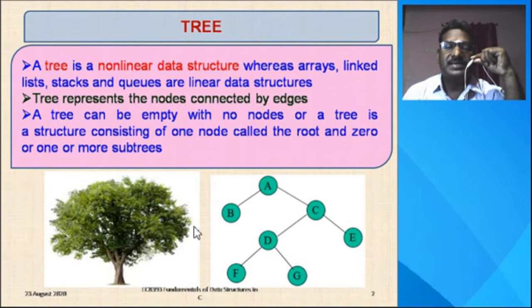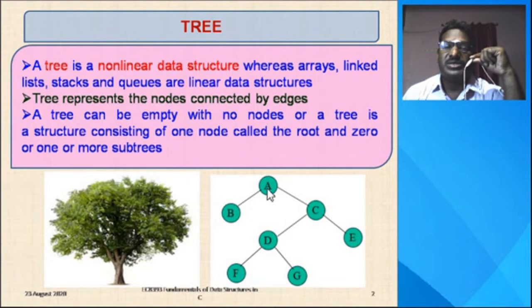Our regular trees have a root at the bottom of the tree, with the nodes, branches, leaves, etc. at the top. But the tree in the data structure is upside down. The root is at the top of the tree, and the nodes, branches, leaves are at the bottom of the tree, just upside down.